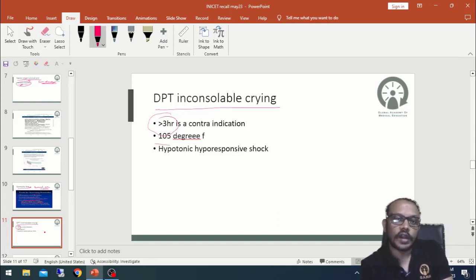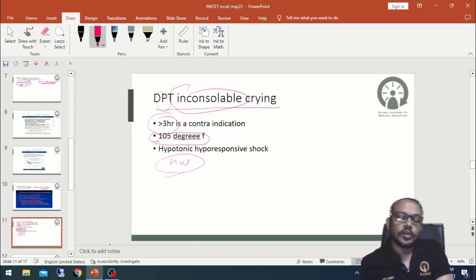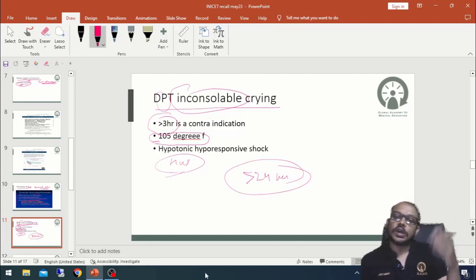Or a 105 °F fever is there, or there is hypotonic hyporesponsive shock. This HHS is a side adverse effect of this DPT vaccine, basically from the pertussis component. So, they are the contraindications. If in the question it is written that it is more than 3 hours or inconsolable cry is there. Usually in the field people say that if the child cries for more than 24 months, meaning the child has been crying since yesterday morning, after the injection, and is still crying again and again, then that is called inconsolable cry in the field.